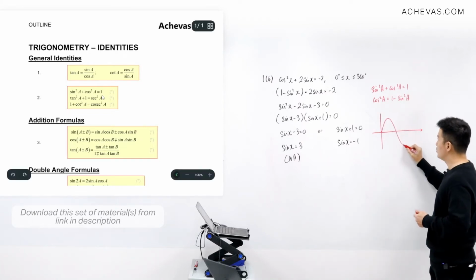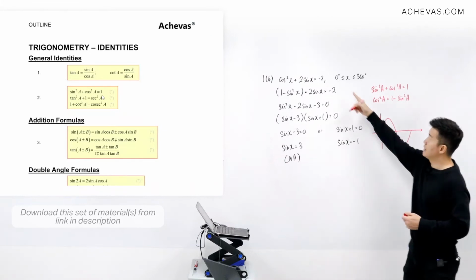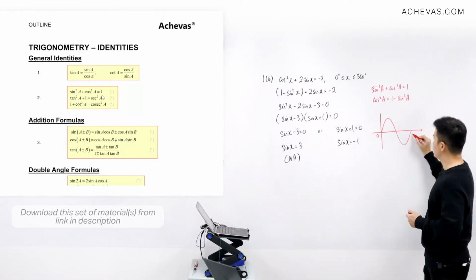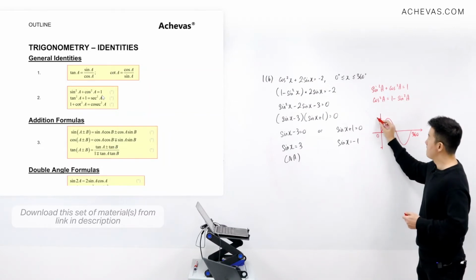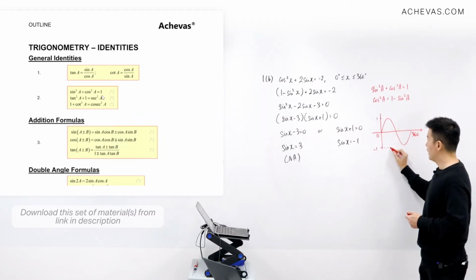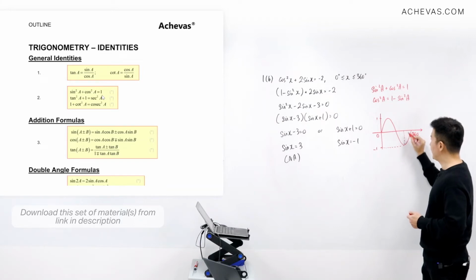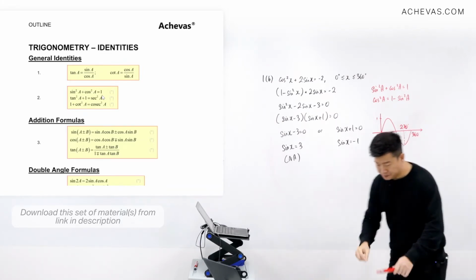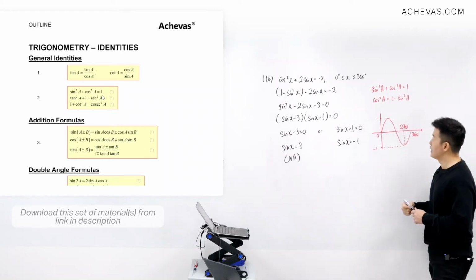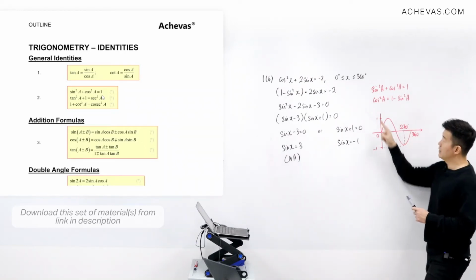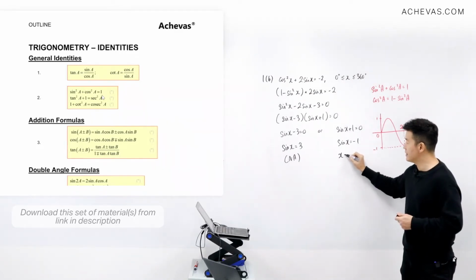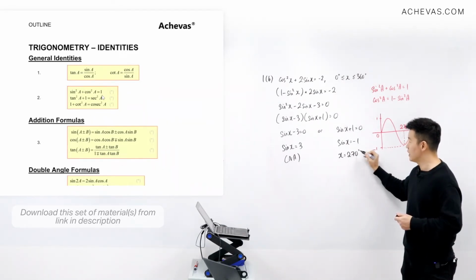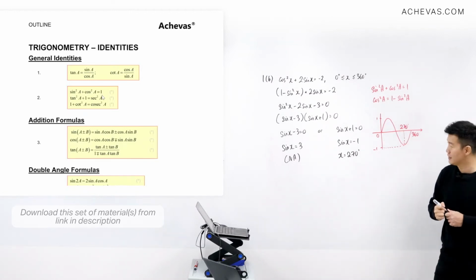So the graph is going to look something like this for a period from 0 degrees to 360 degrees, and we are working on minus 1. And when it is at minus 1, the angle is actually 270 here. So we know now that there's only one possible answer that's going to give us a minus 1 when x is between 0 to 360 degrees, and this x here is going to be equal to 270 degrees.